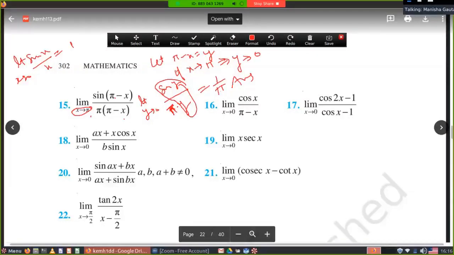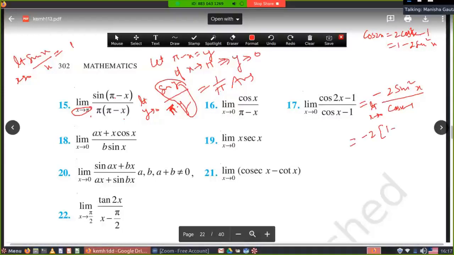Question number 17. Let's do question number 17. As we know, the trigonometric formulae, cos 2x is equal to 2 cos square x minus 1, or 1 minus 2 sin square x. Now cos 2x minus 1, it means this is equal to minus 2 sin square x, and this is the formula. We can write cos x minus 1, limit x tending towards 0. Now simplify this. Minus 2 as it is, sine square x can be written as 1 minus cos square x.